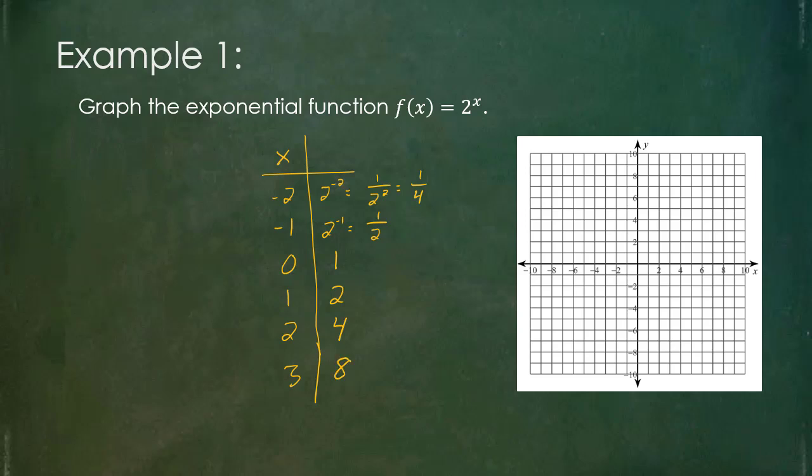So at this point, we'll go ahead and throw some of these points on our grid. At negative 2, I was at 1/4. At negative 1, I was at 1/2, so just a little bit bigger. At 0, I'm at 1. At 1, I'm at 2. At 2, it's at 4. And at 3, it's all the way up here at 8.